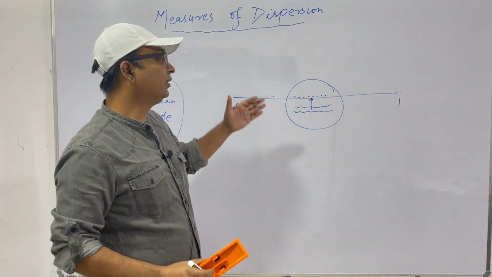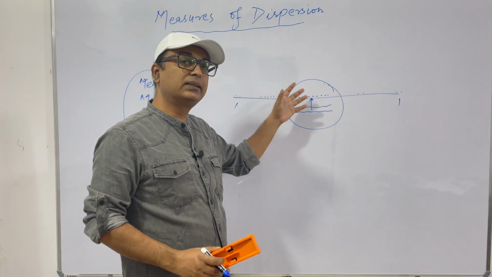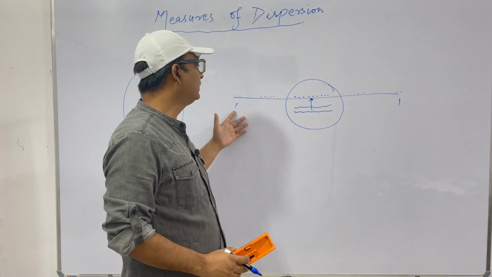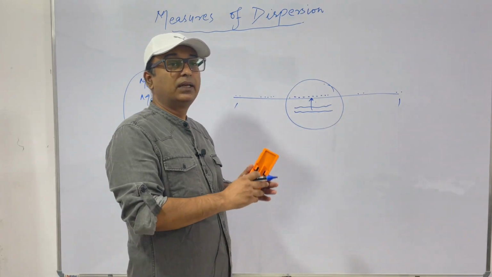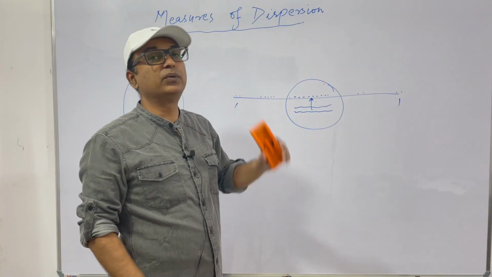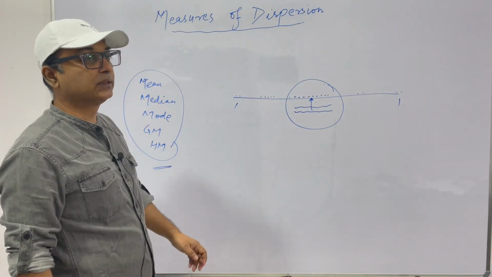So when we study measures of central tendency, we study where the data is centered. And when we study dispersion, we study the variability part, how much it is dispersed from its central values. That is what we study in the measures of dispersion.